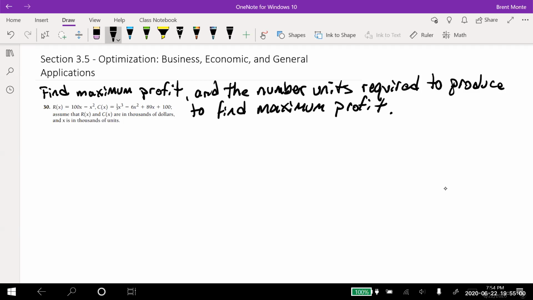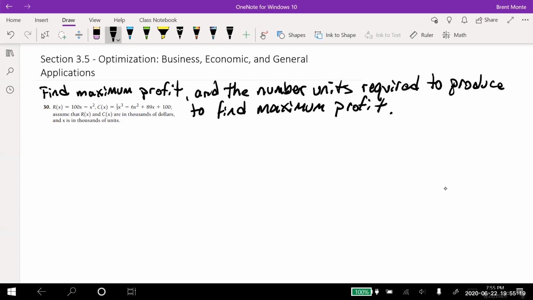So this problem is twofold. One, we're trying to maximize our profit, so we want to find out what that maximum profit is going to be. But more importantly for us, we have to figure out how many units to produce and sell in order to reach that maximum profit.